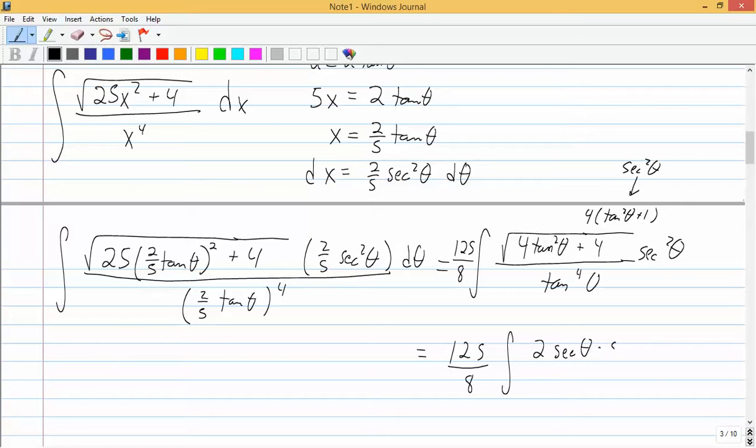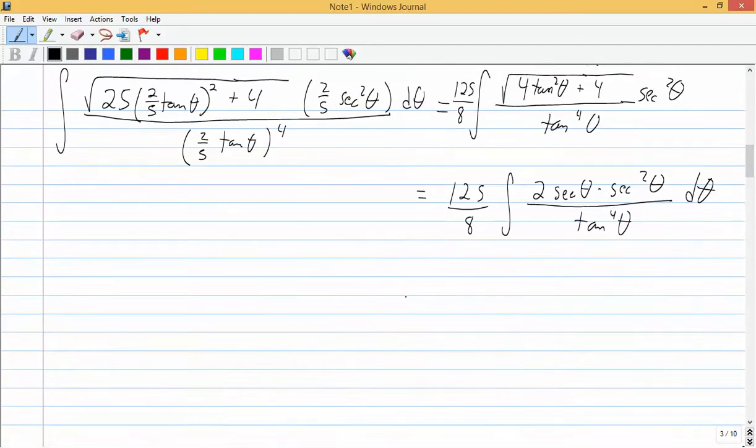Then times secant squared theta over tangent to the 4th theta d theta. All right, so I can bring a 2 out, it looks like. And so I'll just put the 2 in front here. It's going to be secant cubed theta over tangent to the 4th theta d theta.